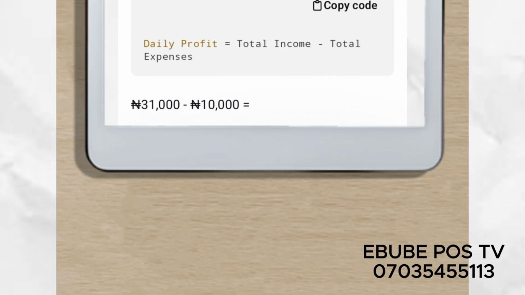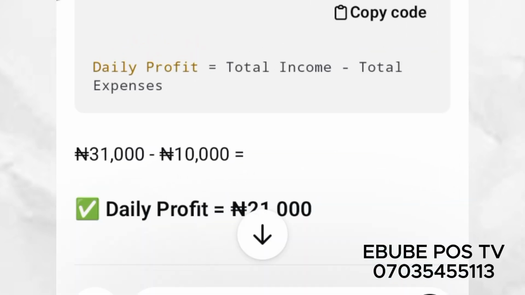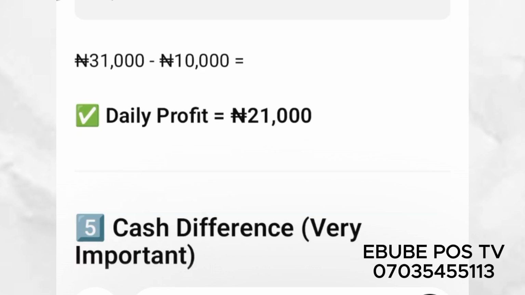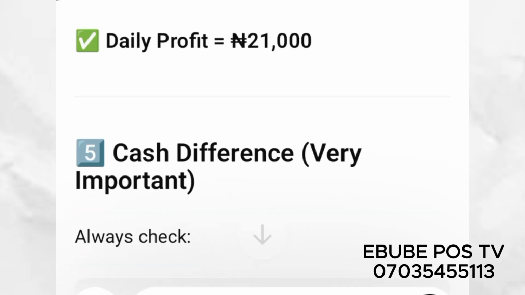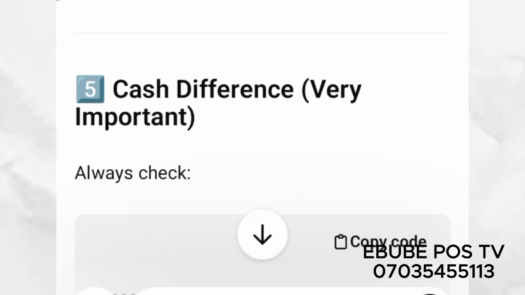Now the final profit and loss formula is daily profit. Daily profit equals total income minus total expenses. You can copy that. Daily profit is total income minus total expenses. So if we minus daily expenses, which is 10,000, from daily income, which is 31,000, we are having a daily profit of 21,000 naira.